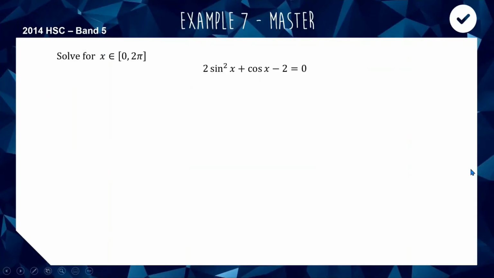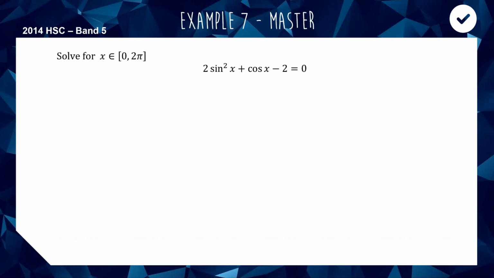Okay, on to our final example now. This is from a HSC question. It's a band 5, so it's pretty challenging. So this is a master level question. We're solving from 0 to 2 pi. Our equation is 2 sine squared x plus cos x take away 2 is equal to 0.